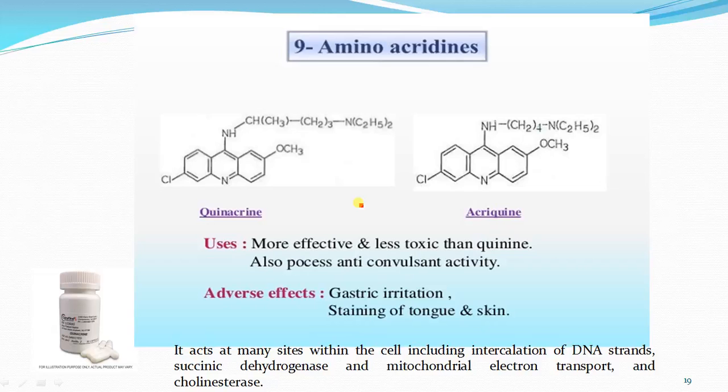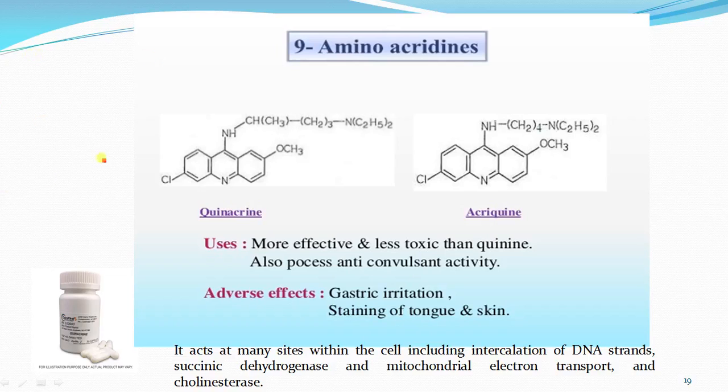The next part is 9-aminoacridines. The 9-aminoacridine examples are quinacrine and acriquine. This is more effective and less toxic than quinine. It also possesses anticonvulsant activity. These drugs act at many sites within the cell, including interaction with DNA strands, succinic dehydrogenase, mitochondrial electron transport and cholinesterase.